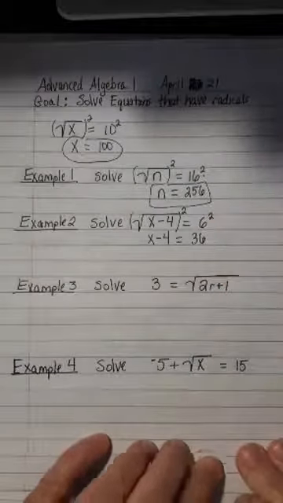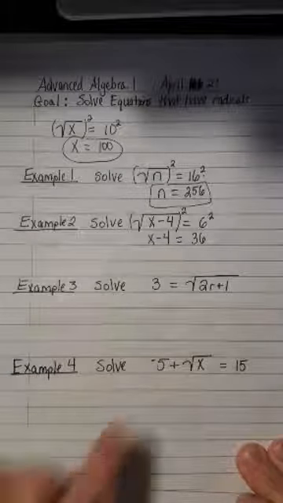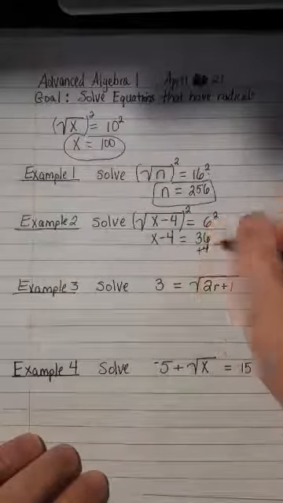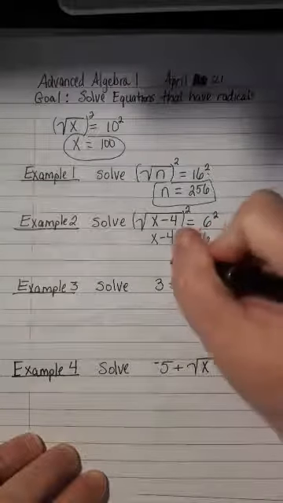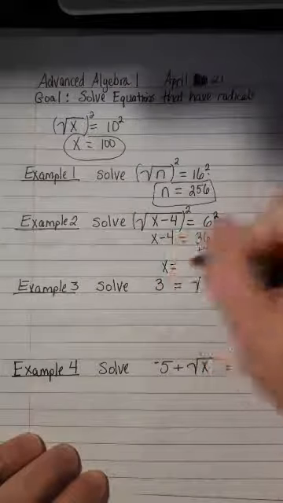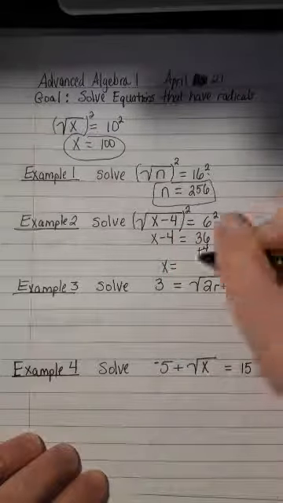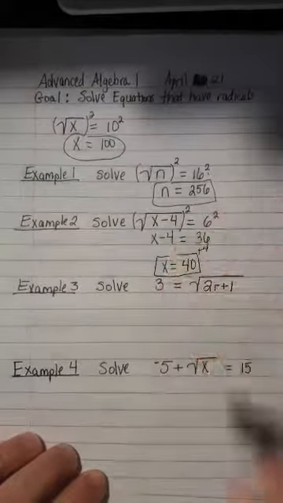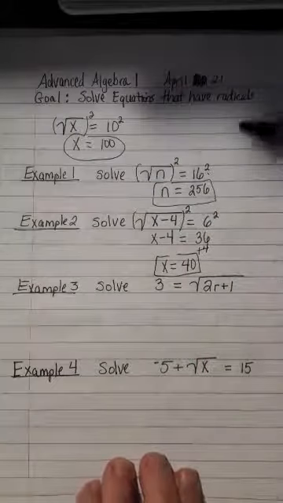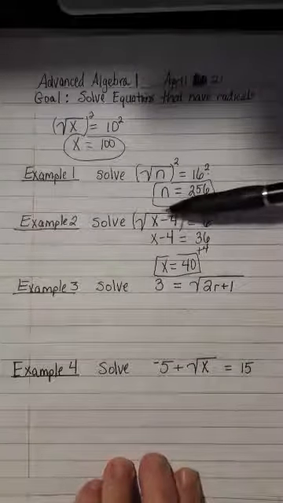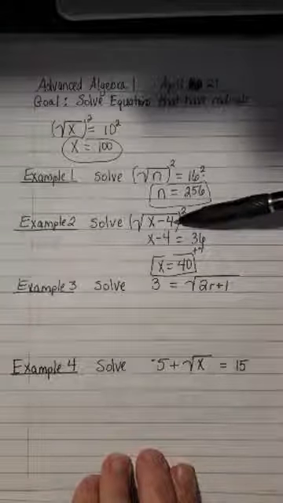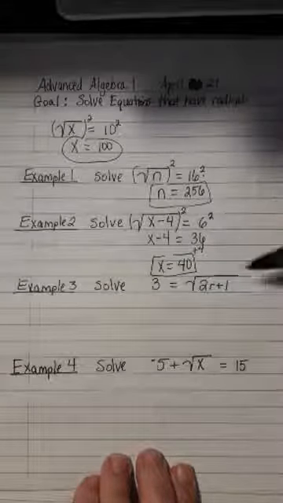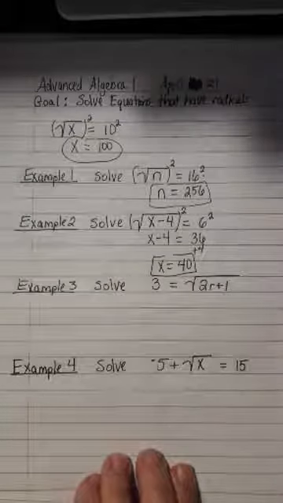Now we're not finished here because we don't have x by itself. So we've got to get rid of this minus 4 by adding 4 to the other side. And then you get x equals 36 plus 4, which is 40. If you wanted to check to make sure your answer's right, you just go back into your original problem and do 40 minus 4, which is 36. And the square root of 36 equals 6. You can just plug it in like always to check to see if that's correct.